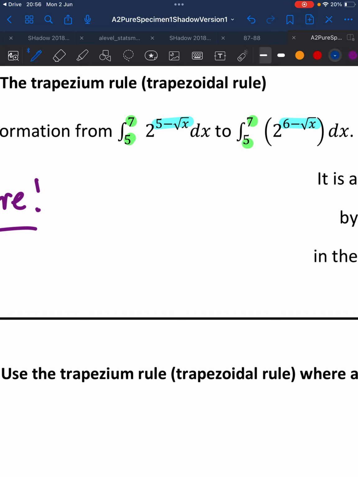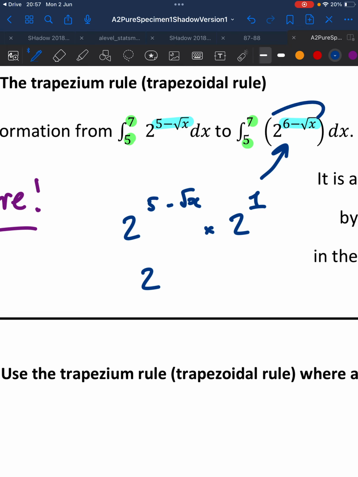Because, for example, I might know the answer for this and I might be asked about this one. So what we need to realize is that this is about powers, isn't it? So 2 to the 5 minus root x times 2 to the 1, for example, leads you to that result there. So these two things are related to each other. It's just that one of them is going to be twice what the other one is. The one that is the bigger one, you'll be able to write in this format, because you can pull numbers out to the front of an integral.